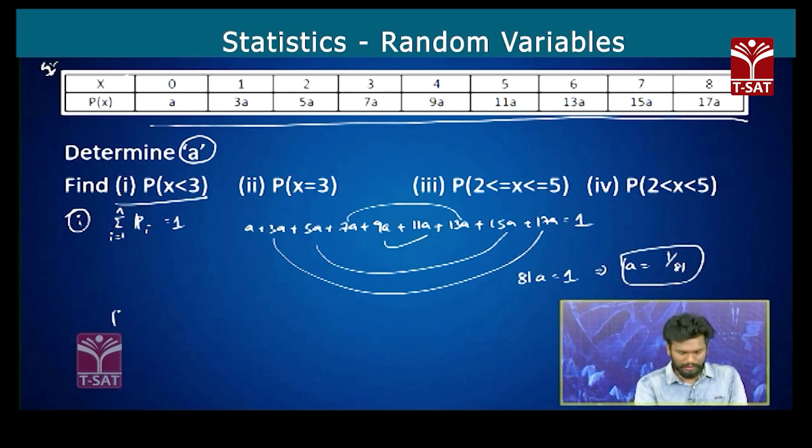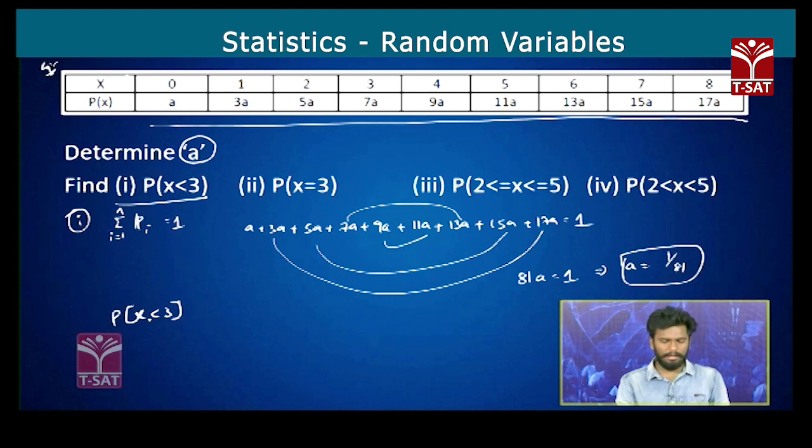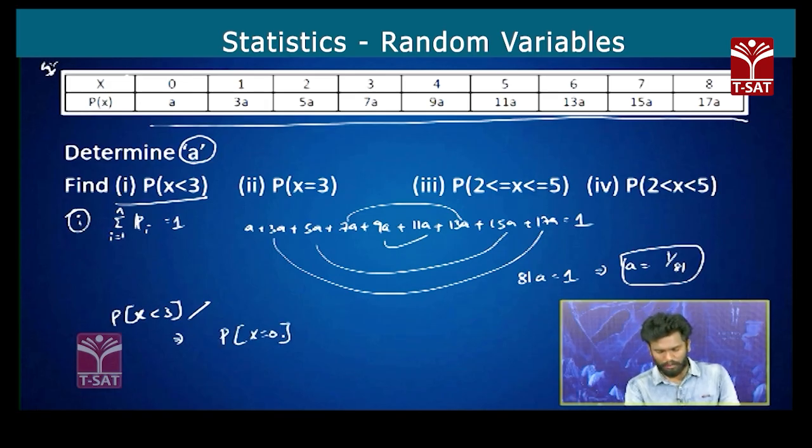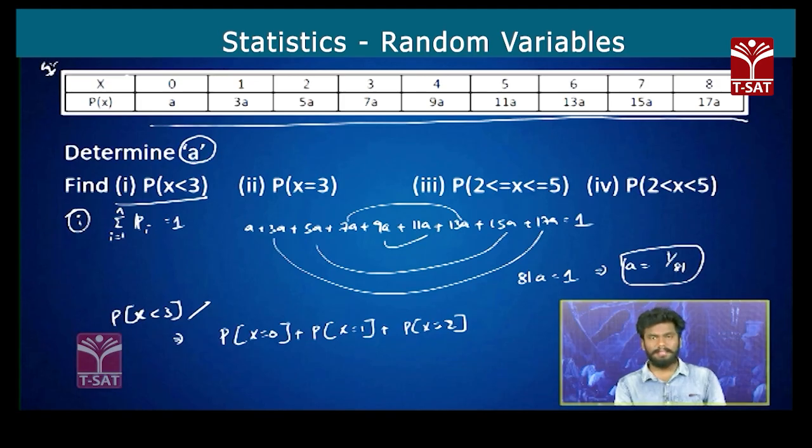Probability of X less than 3. See here, in order to find the probability of X less than 3, we have to consider probability of X is equal to 0 plus probability of X is equal to 1 plus probability of X is equal to 2, till 2. It is saying just less than 3. So 0, 1 and 2 we have to consider.